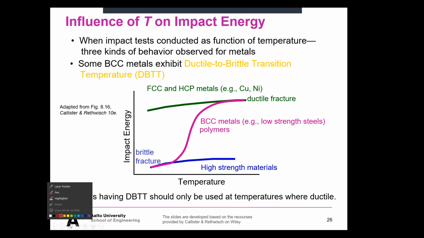Just 1 second, let me find my pen back. Okay. So actually, not all metals have this so-called ductile to brittle transition. It usually happens to our BCC metals. So here you see this is temperature, and on the left-hand side is the so-called impact energy.